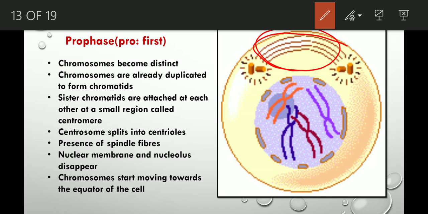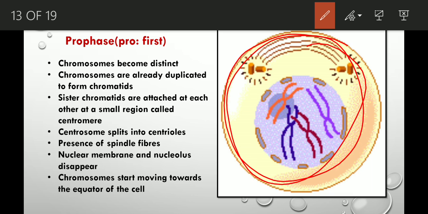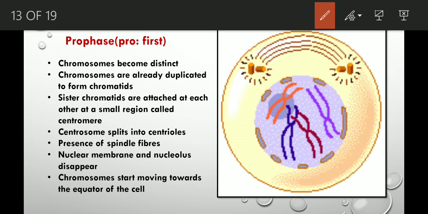And in prophase, what do we see? Spindle fibers are present between the centrioles. Moreover, the nuclear membrane and nucleolus disappear. See, this dashed line actually means that the nuclear membrane and nucleolus have disappeared. And chromosomes here start moving towards the equator of the cell. What is the equator? If we consider this as the globe, then the middle line is the equator. So here the chromosomes start moving towards the equator of the cell. These all are the events that occur in prophase.